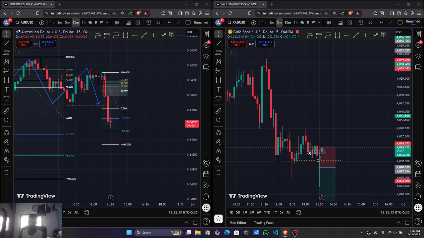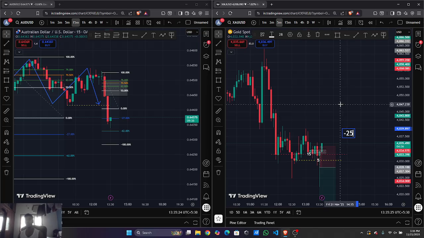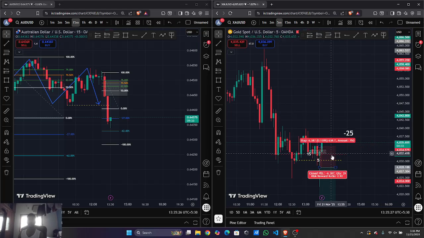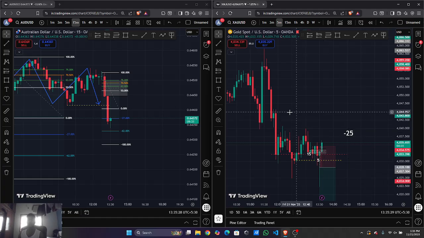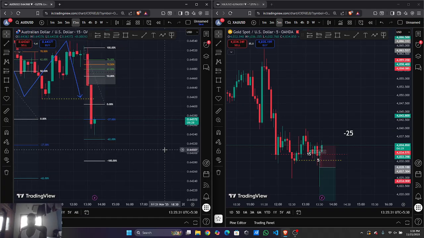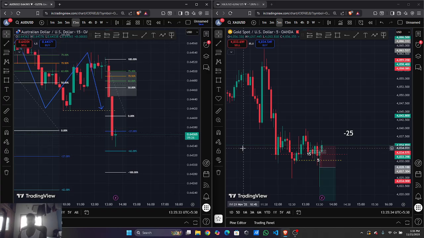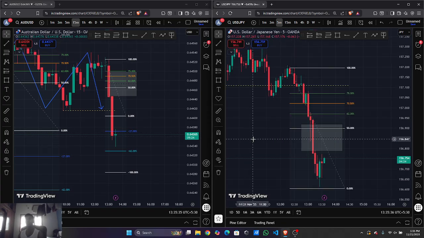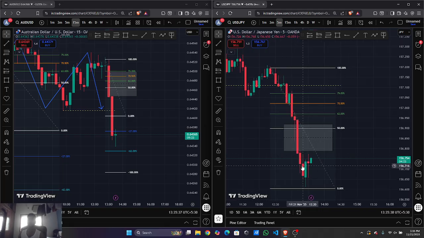Okay, so we got stopped out in gold. Lost 25. It wasn't a very bad trade, but it can sweep these highs, then continue. That's good. We will get a trade in AUD then, especially. So we have two charts. This is all we got. This is a good manipulation. I need a 1 minute break of structure and I will enter in JPY.